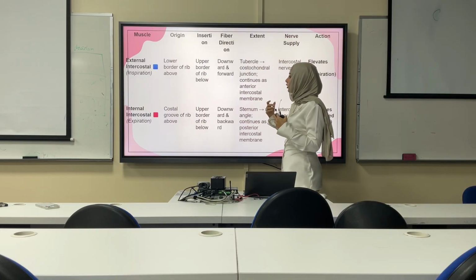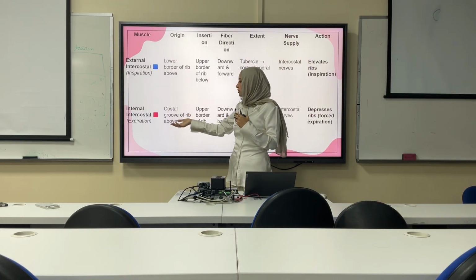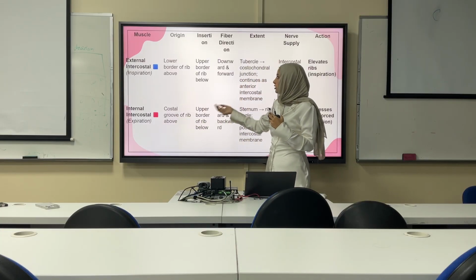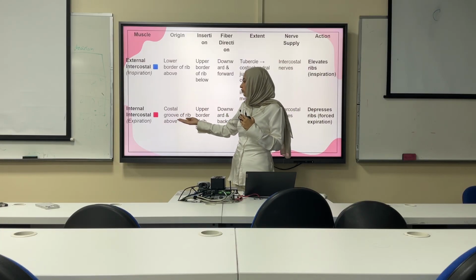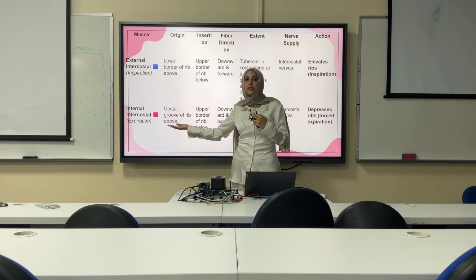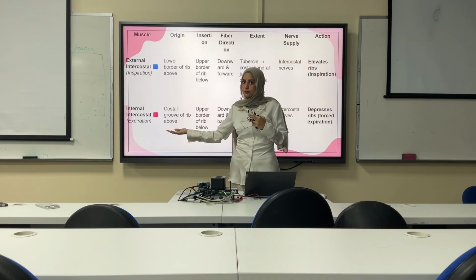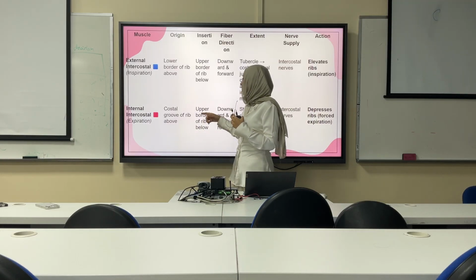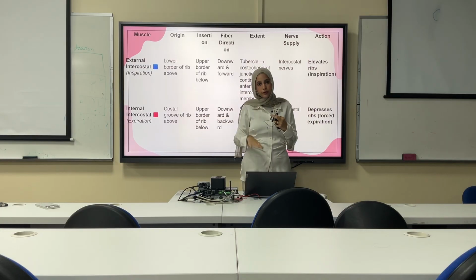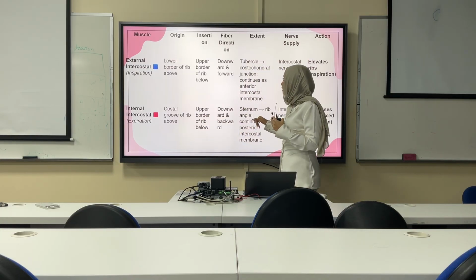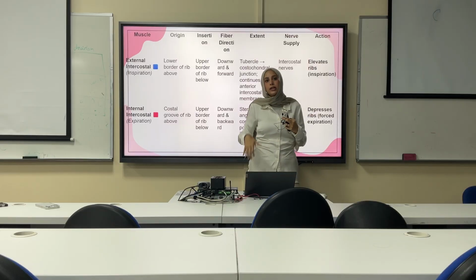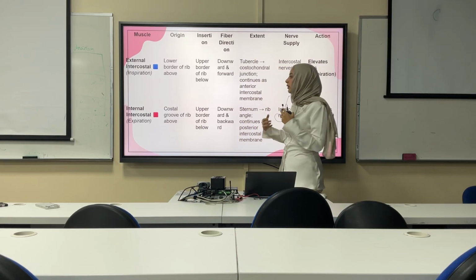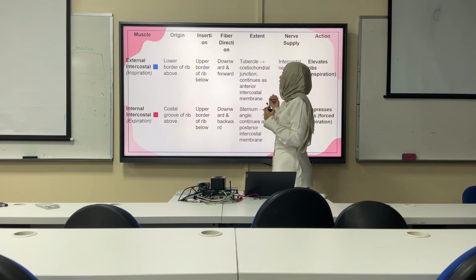Okay, and then comparatively, you can see the internal intercostal. The origin is the costal groove of the rib above. Is this on the lower rib or the upper rib? The lower rib. The lower part or the inferior part of the rib. And then it connects to the upper border of the rib below. It goes downwards and backwards. It does the opposite. It closes up the rib cage. It makes sense. So that's why it allows you to exhale.